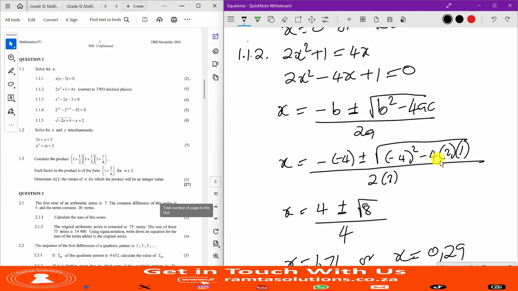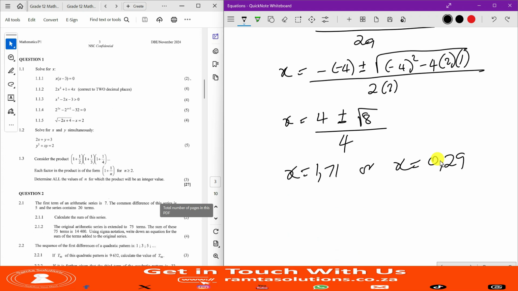If you are using Casio FX991ZA, or any other that has the equation function, you can verify your answer. For example, I'm now checking on my Casio. I'm verifying the answer to see if indeed we get the same thing. Did we get 1,71? That's correct. Did we get 0,29? Yes. So you see, we are done. And this is us answering the question.